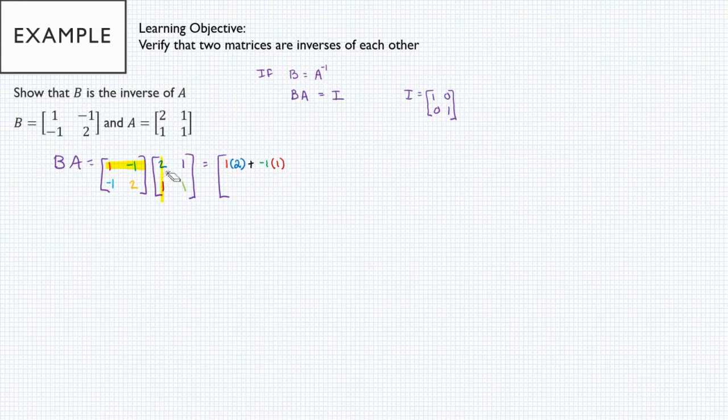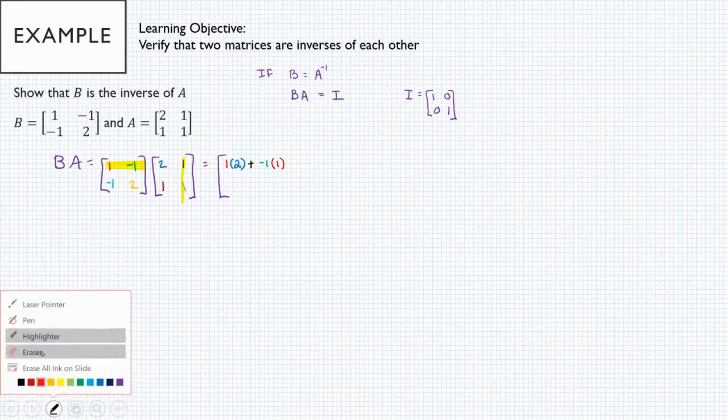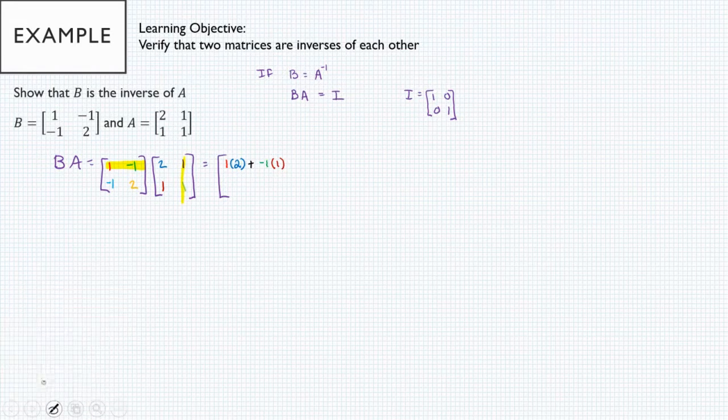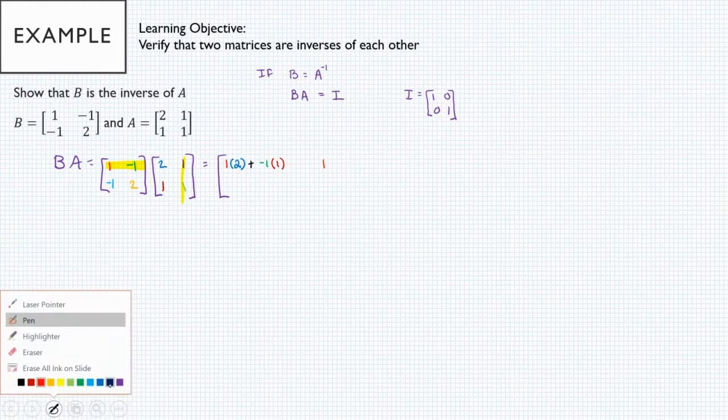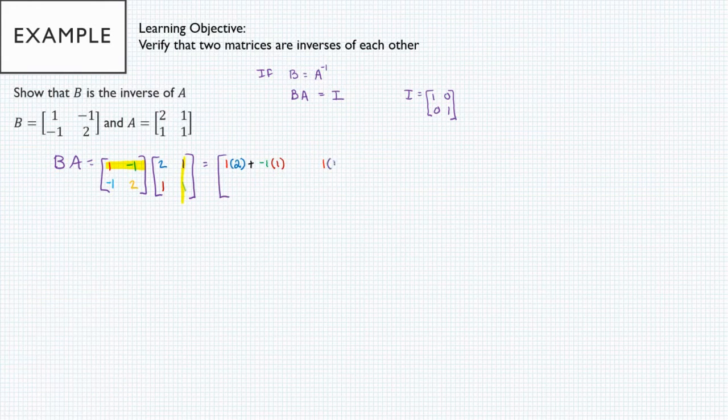Then you do the same thing, but you're now going to multiply it by the second column. And you're going to leave a gap because this is going to give you your second element. So I'm going to have that 1, and now I'm going to multiply it by my purple 1 that I had.